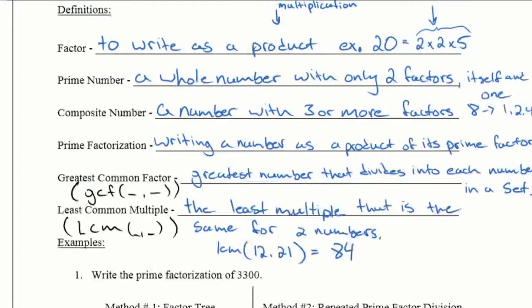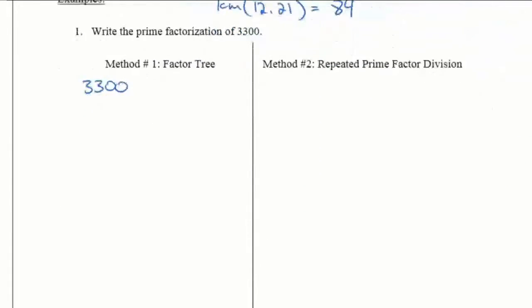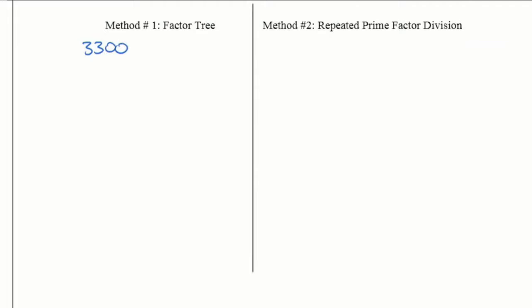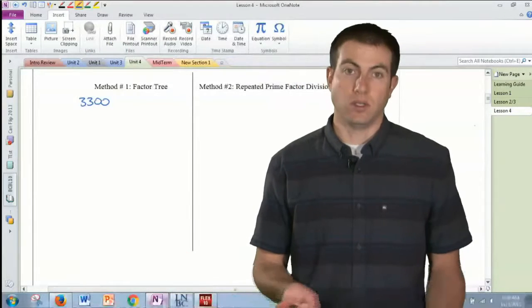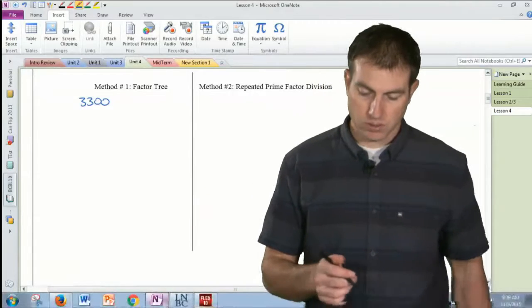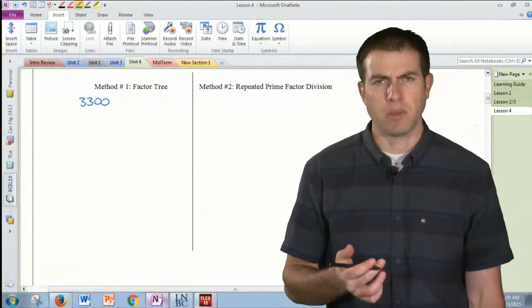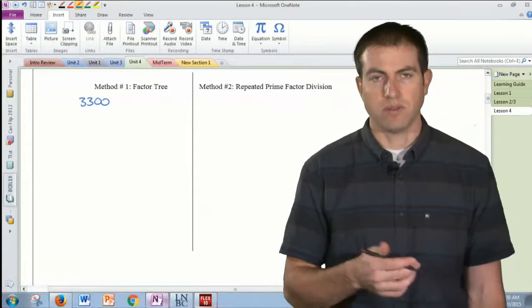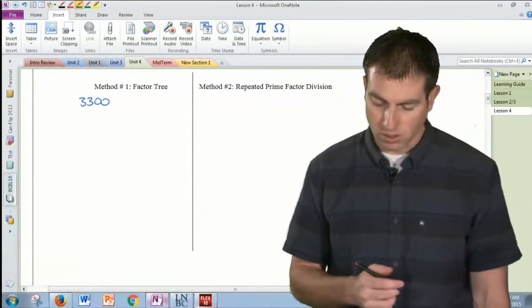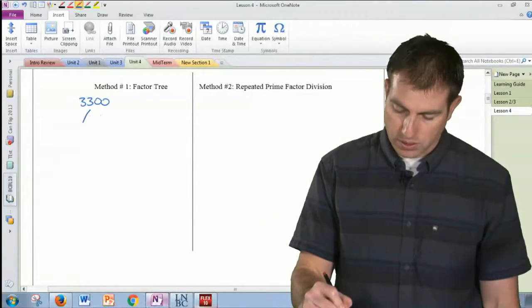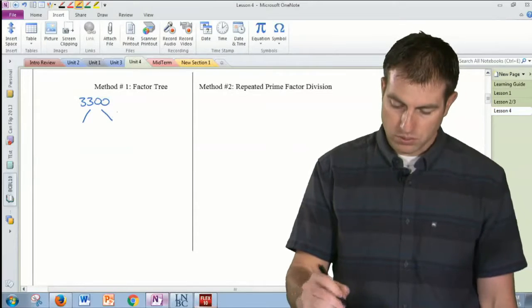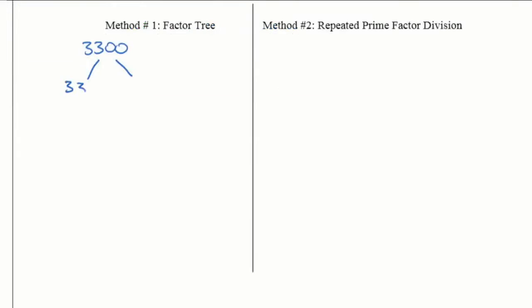And when I do a factor tree, I say, okay, what numbers multiply together to give me 3,300? Now, there's no right way to start this. You can just, whatever comes to your mind. As soon as I see zeros at the end of a number, I'm thinking there's going to be some sort of factor of 10 that goes into that. So I'm going to break down this 3,300 into 33 times 100.